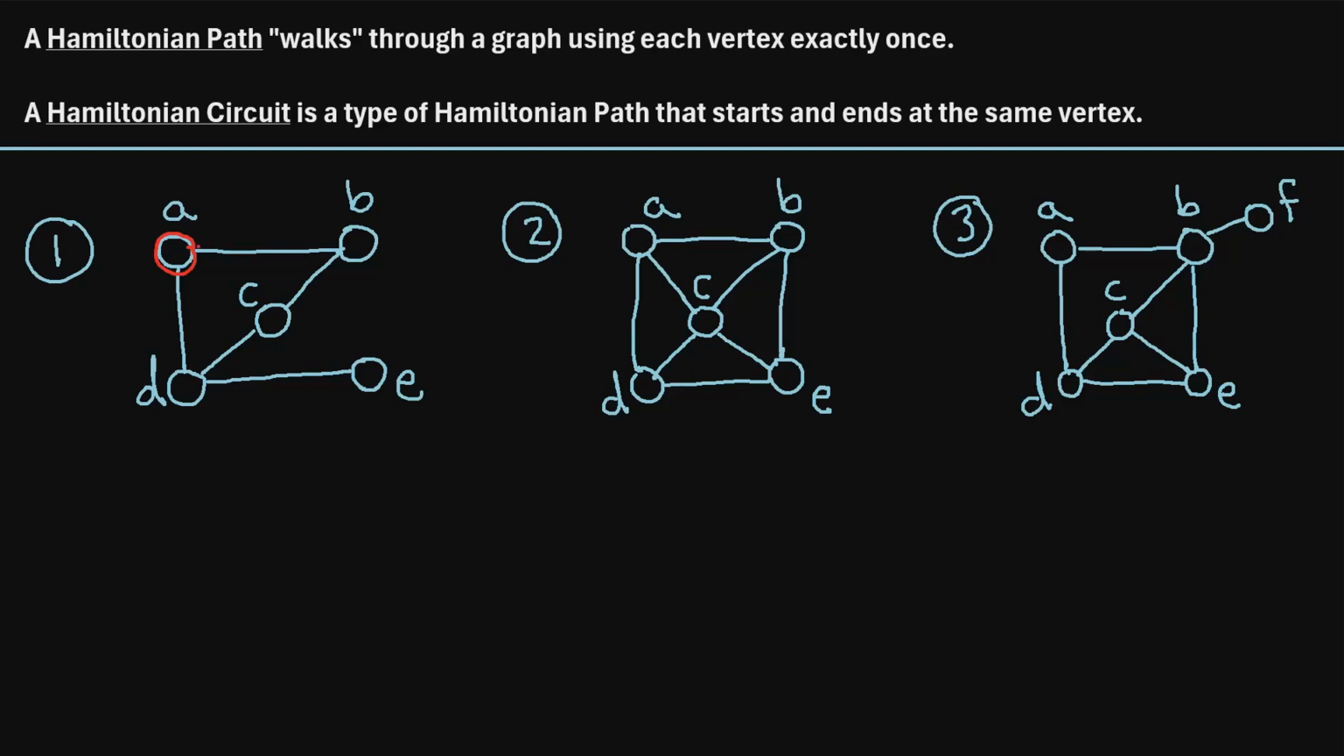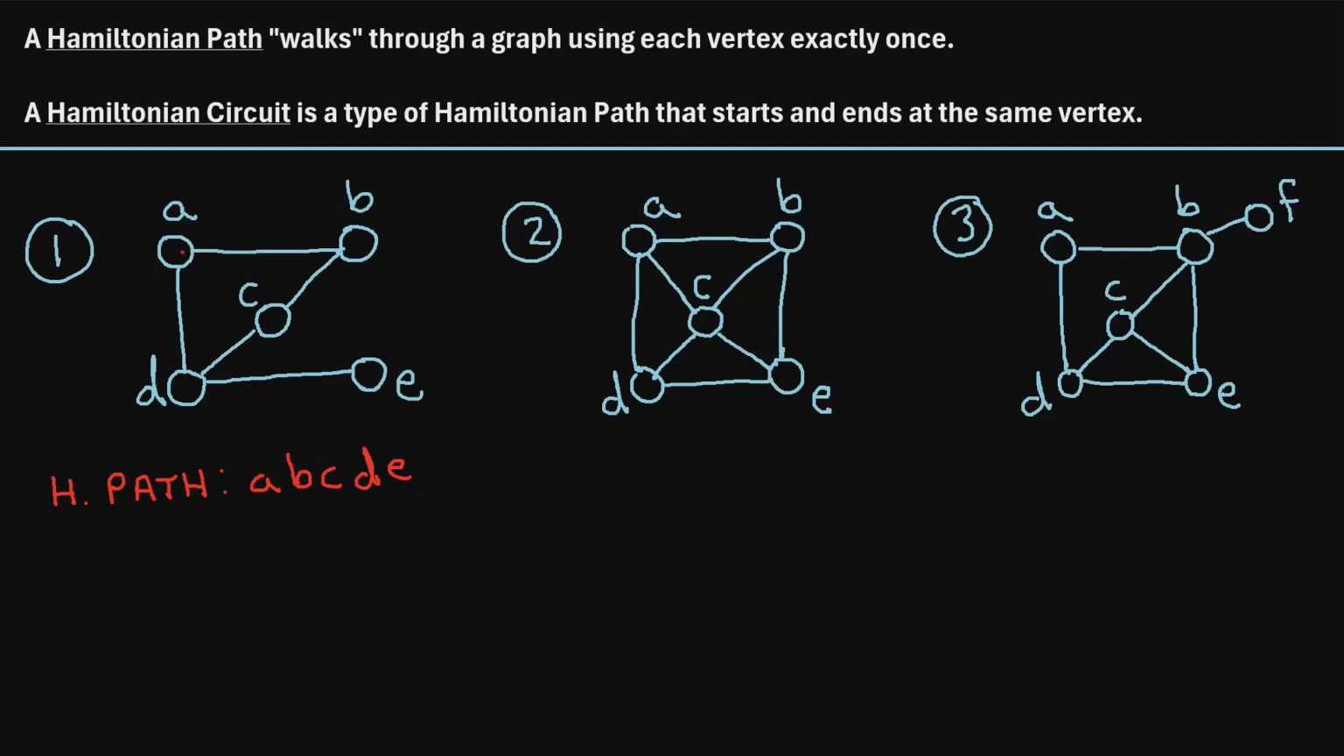So for example, if we start at A and then we walk to vertex B right here, then let's say we go to vertex C, then to D, then to E, this is an example of a Hamiltonian path because we visited each vertex one time. So let's go ahead and write down that path. Alright, so I've abbreviated it as H path for Hamiltonian path. We went from A to B to C to D and then to E.